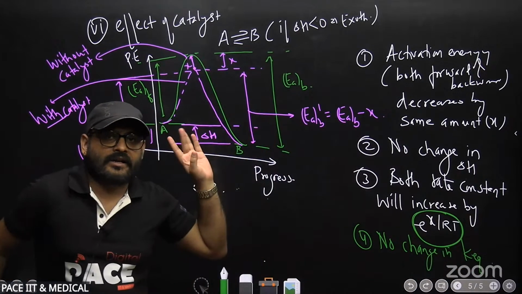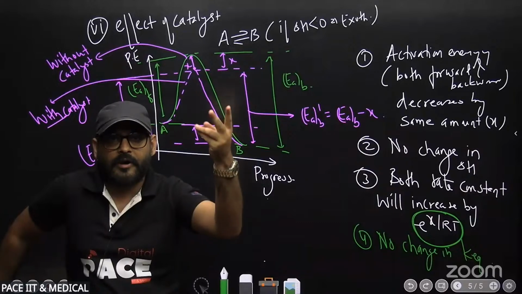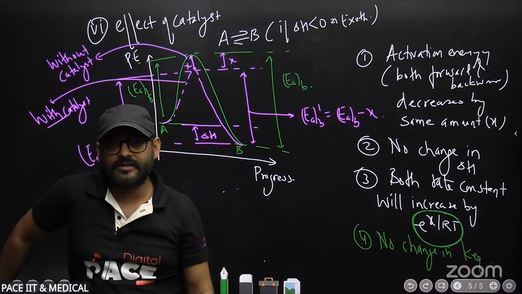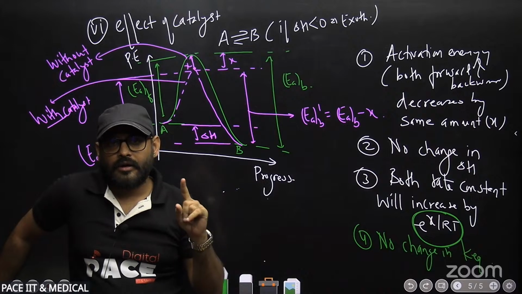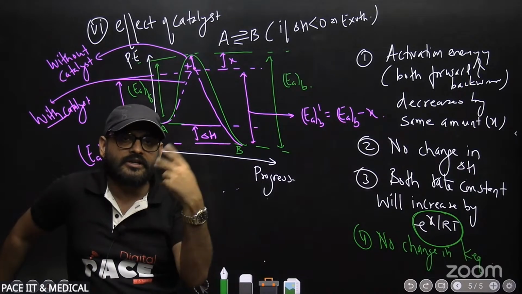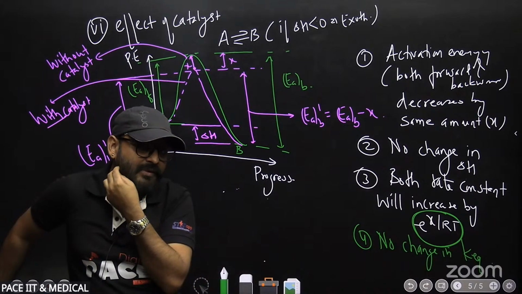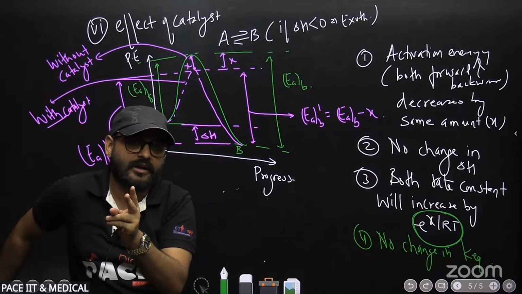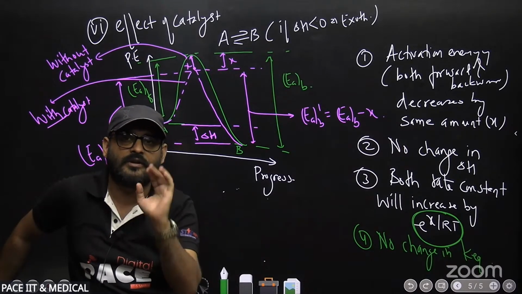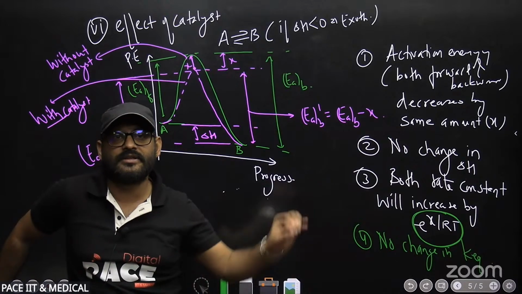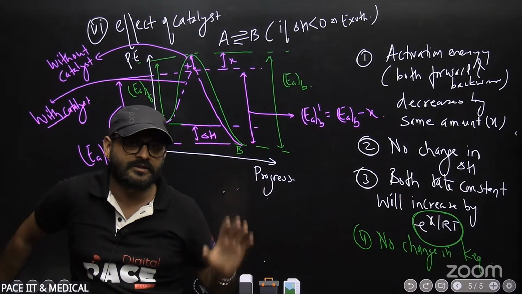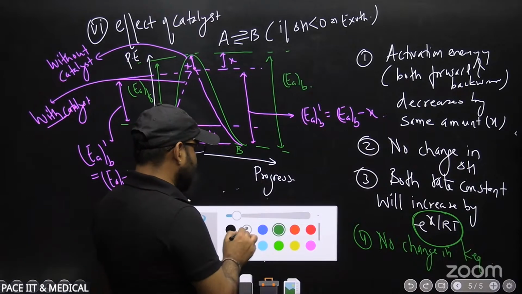Four effects: activation energy, forward and backward both, decreases by the same amount x. There is no change in delta H. K forward and k backward both increase by the same factor, e raised to the power x by RT, and as k forward and k backward increase by the same extent, there is no change in k equilibrium. These are the four effects of catalyst. Catalyst means we are taking positive catalyst only.